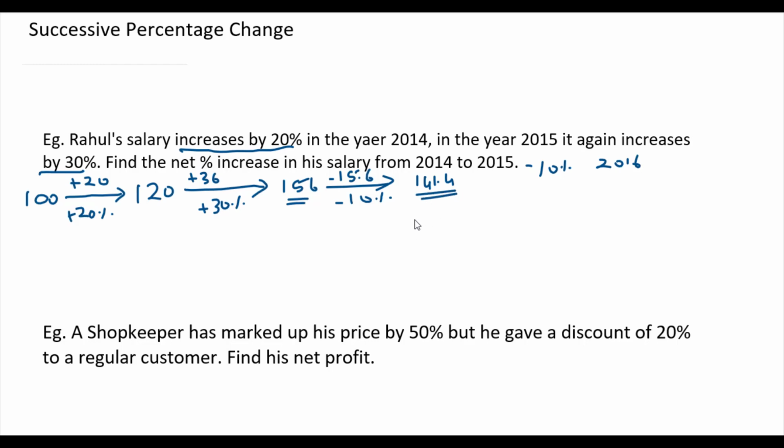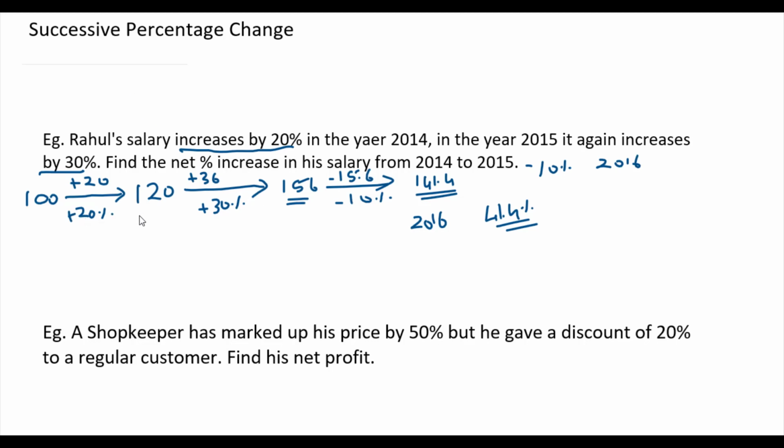So now in the year 2016, if you want to calculate the net percentage increase in his salary from 2014 to 2016, it will be 41.4%. So in this way, you can apply the concept of successive percentage change and come to your answer.